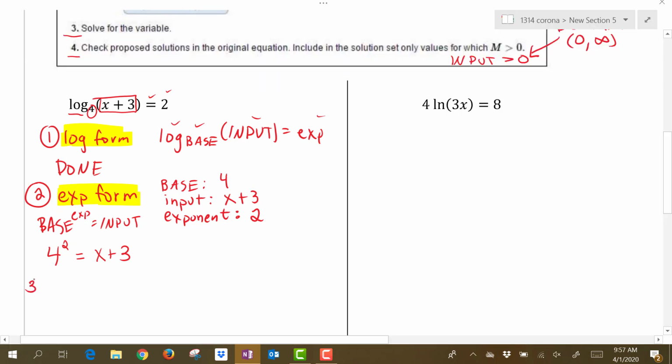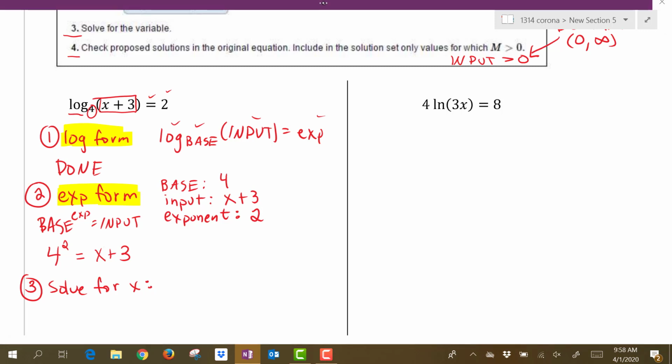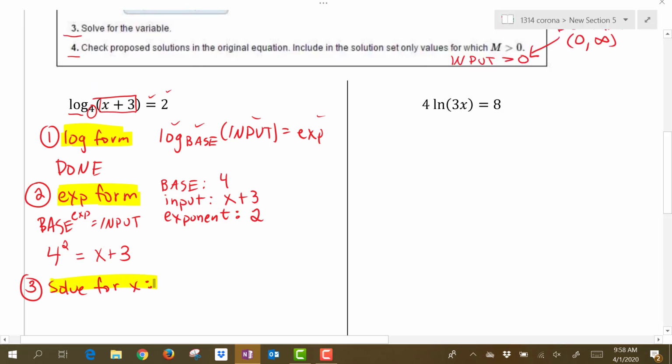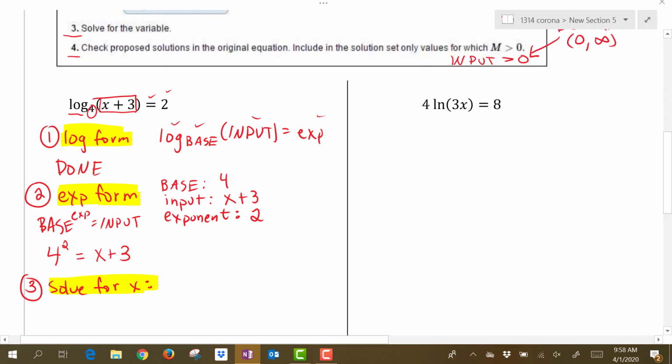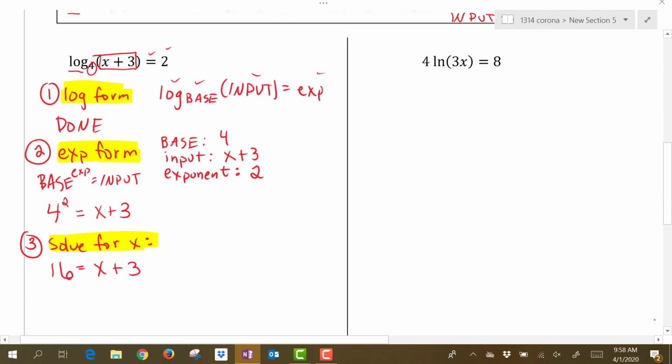Okay. Step 3, solve for the variable. So we're going to solve for x. We want to get x by itself on one side. The first thing that I see here is that I have 4 squared. 4 squared is 16. So I'm going to go ahead and simplify that before I start solving for x. I want to get x by itself on one side, so I'll subtract 3 from both sides, and I get 13 is equal to x.